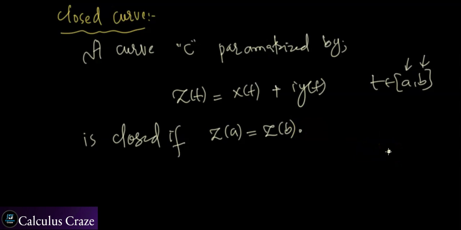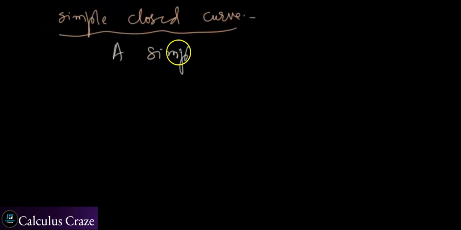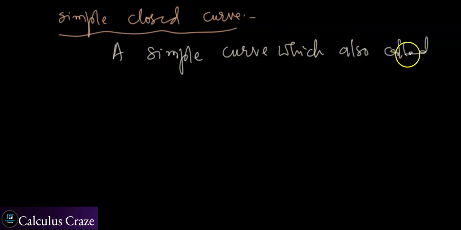So if it is starting over here, at t equal to a we have a point over here, and we move and come back to it at t equal to b. So this is how your closed curve looks like. Ellipse is also a closed curve. Circle is a closed curve, and there can be many more closed curves that you can imagine. But what do we mean by a simple closed curve? A simple curve which is also closed is a simple closed curve.